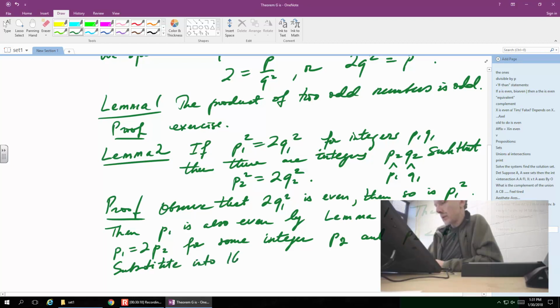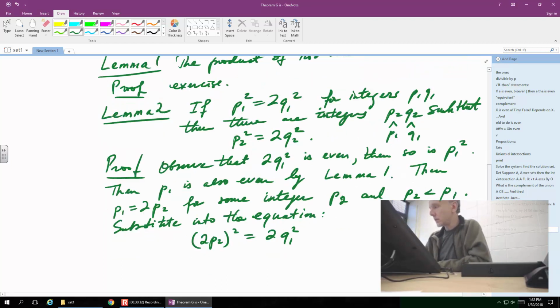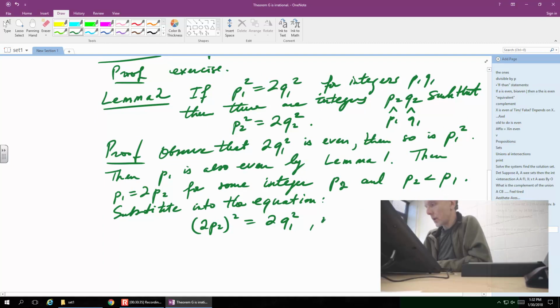Okay, substitute into the equation, the original equation. What do I have? Well, just write it out. Once again, depending on your audience, you might show every step, which is really a good idea to just stick with. So it's 4p2 squared is equal to 2q1 squared, or 2p2 squared is equal to q1 squared.